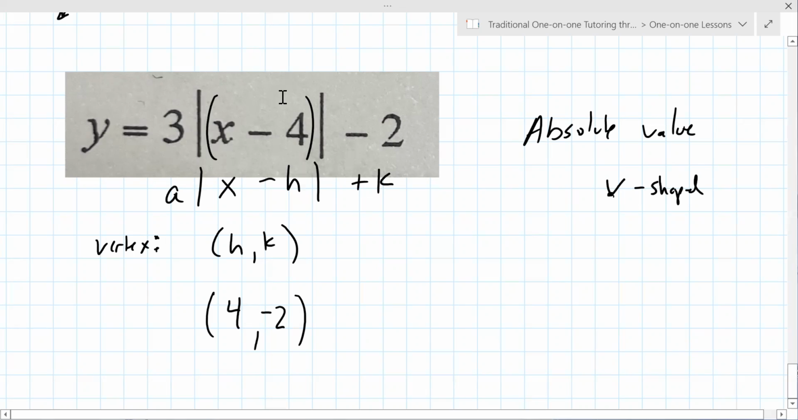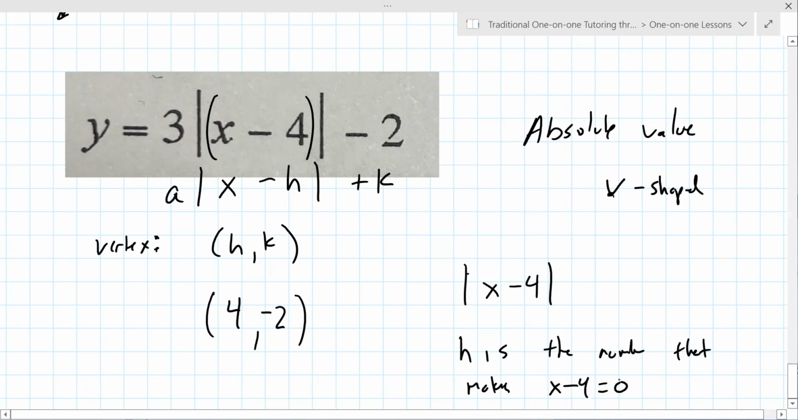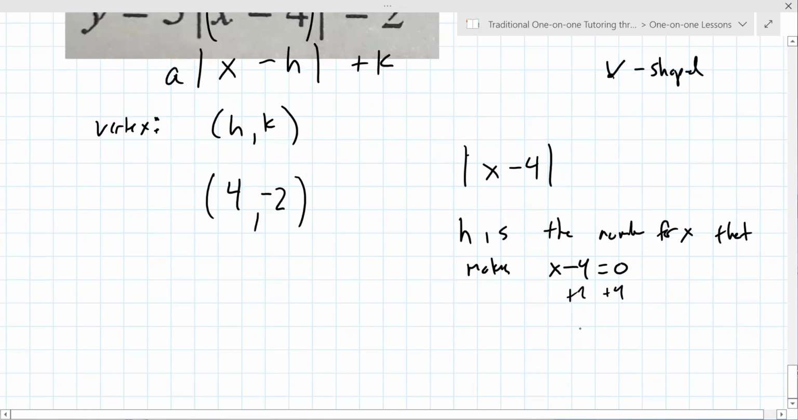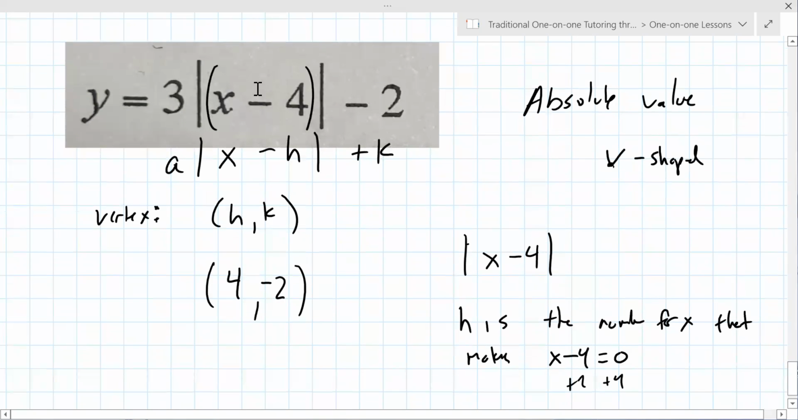So let me give it to you the way that I tell students. H is the number that makes X - 4 equal to 0. And it's the number for X, basically. I don't know if that's any better, but you're setting this equal to 0. So you add 4 to both sides and you get X equals 4. Or you visually say, oh, if I put a 4 in for X, 4 minus 4 is 0. That's my H. If you don't like that, go back to what we talked about before.